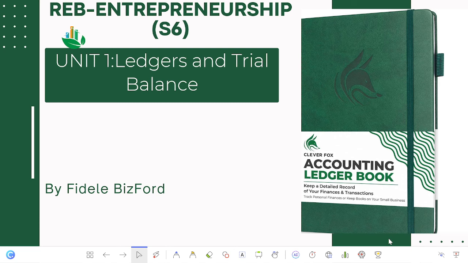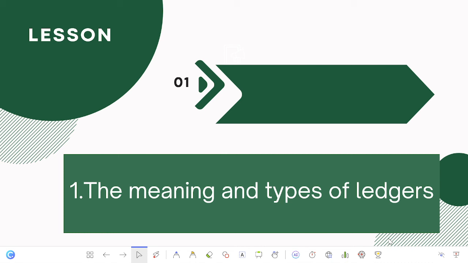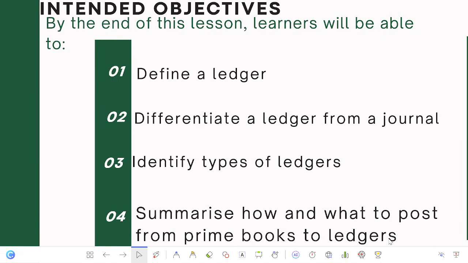Today we shall kick off with REB Entrepreneurship Senior 6 and Unit 1, Ledgers and Trial Balance. We shall kick off with Lesson 1, the meaning and types of ledgers, and our intended objectives. By the end of this lesson, we need all our followers, learners, and educators to be able to define a ledger, differentiate a ledger from a journal, identify types of ledgers, and summarize how and what to post from the books of original entries to the ledgers.